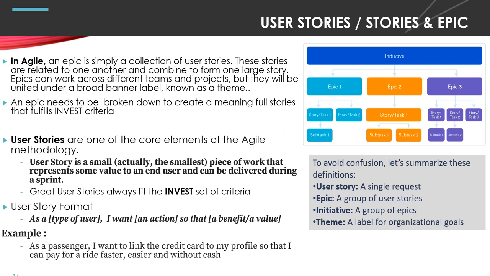User stories are written in a format like: as a type of user, I want this particular action so that it provides a benefit. For example, as a passenger, I want to link the credit card to my profile so that I can pay for a ride fast, easy, without cash. So this is one of the ways a user story is written with respect to this format.